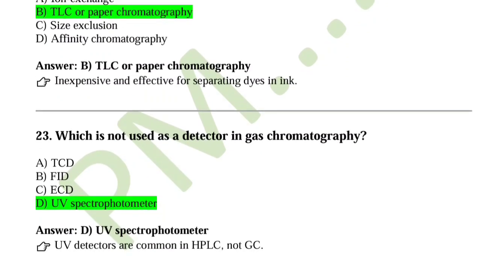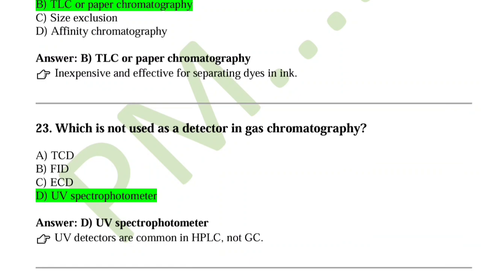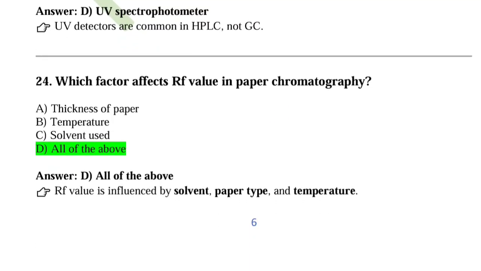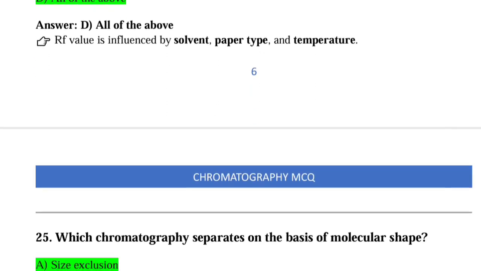Question number 23: which is not used as a detector in gas chromatography? UV detectors are common in HPLC but not in GC. In GC we can use TCD, FID and ECD. Question number 24: which factors affect RF value in chromatography? Thickness of the paper affects the RF value, temperature affects it, and the solvent used also affects the RF value. All of the above is the right answer.